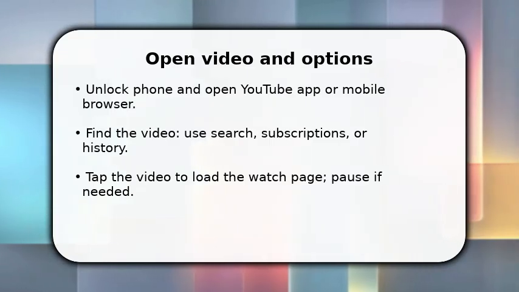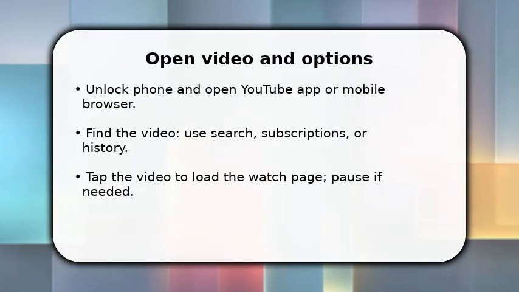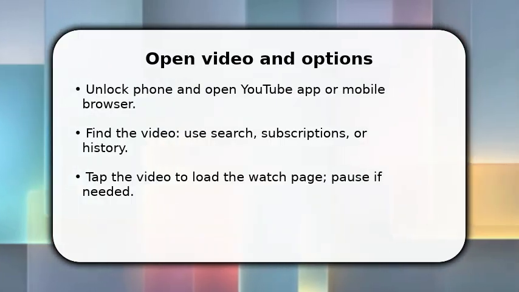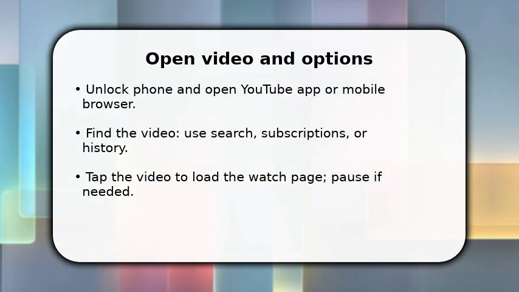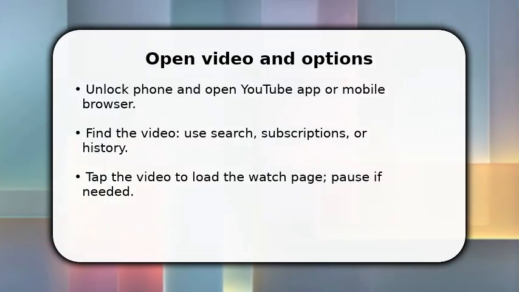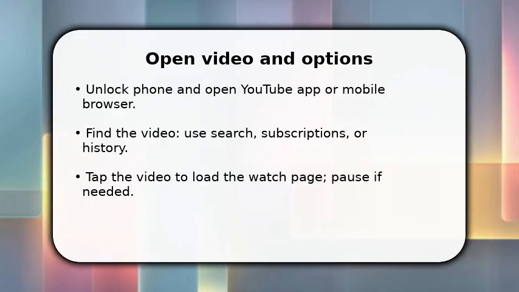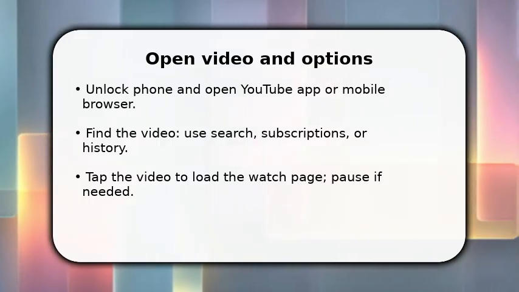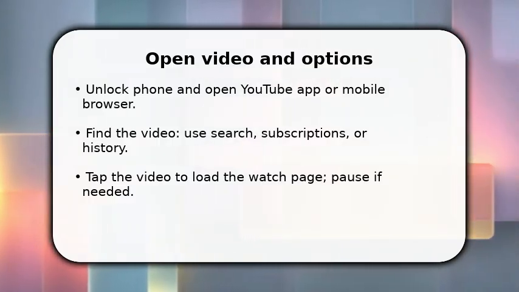You open the YouTube app or the mobile browser and navigate directly to the video watch page. Once the video is loaded, make sure you can see the title and player controls. This confirms you're on the right screen. Now tap the share icon beneath the video. That's the first actionable step to get the URL.